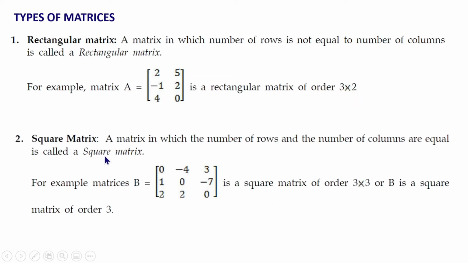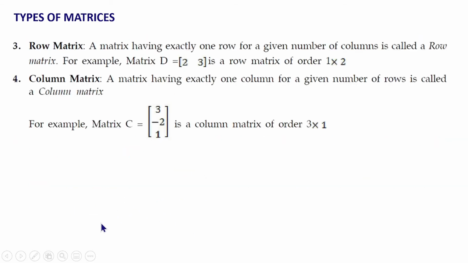The next type of matrix is a square matrix. A matrix where the number of rows and number of columns are equal is called a square matrix. So this is an example. This is a square matrix of order 3 by 3, or we say B is a square matrix of order 3. Here we can see that this matrix B has got number of rows as 3 and number of columns is also 3. So this is a square matrix of order 3.